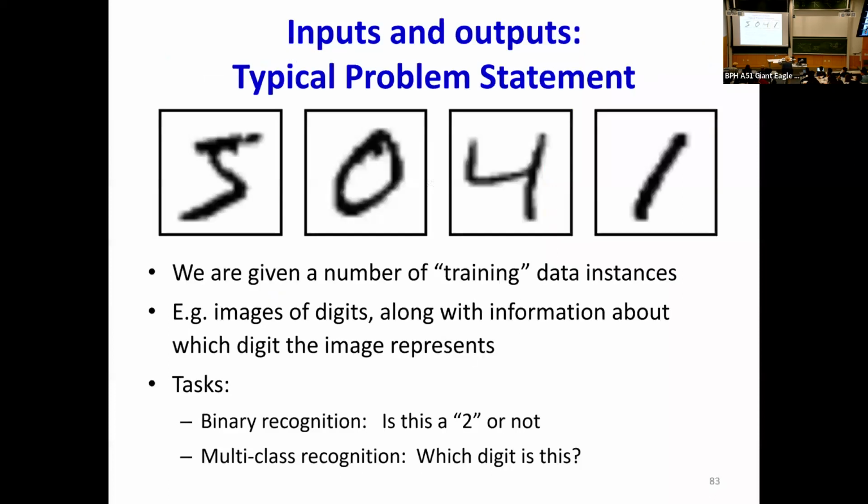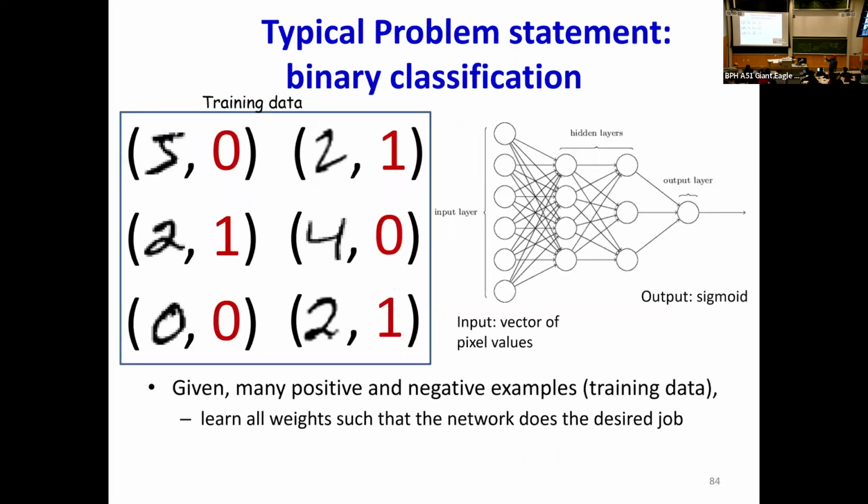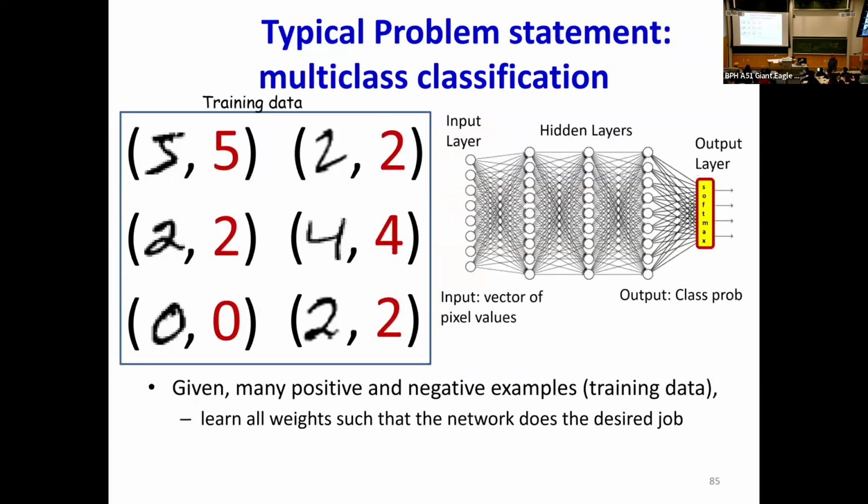Okay. And so when we are setting things up, you'll be given a number of training data instances, images of digits, along with information about which digit the image represents. So for example, you could have data like this. Your task may be binary recognition. Is this digit 0 or not? Or multi-class recognition, which is classification, which is what digit is this? And so for binary classification, your labels are going to be binary, 0 or 1. This is a 2. This is not a 2. For multi-class classification, you're actually going to inform which class it is.